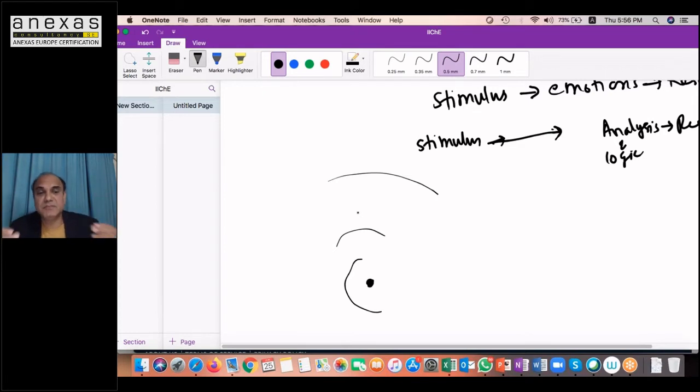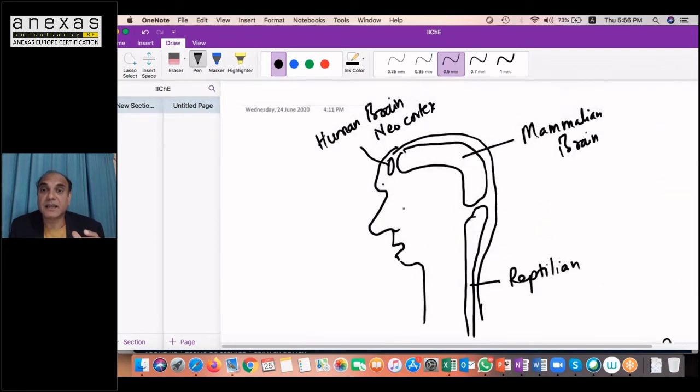It means 99% of the actions a person takes are guided by the mammalian brain, emotions, not the logical brain. Unfortunately, it is true. Everyone knows that if you study, you will get good marks. All of us know, isn't it? That is logical.